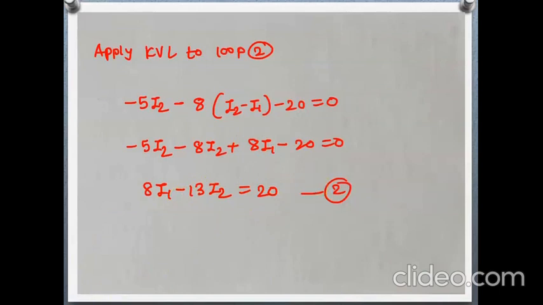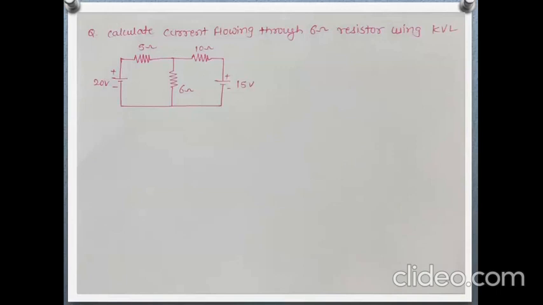Okay, so let's solve another example. See here, the question is: calculate the current flowing through the 6 ohm resistor using KVL. First we will identify how many meshes we have here. This will be the first mesh and this is the second mesh. So the number of meshes will be 2.